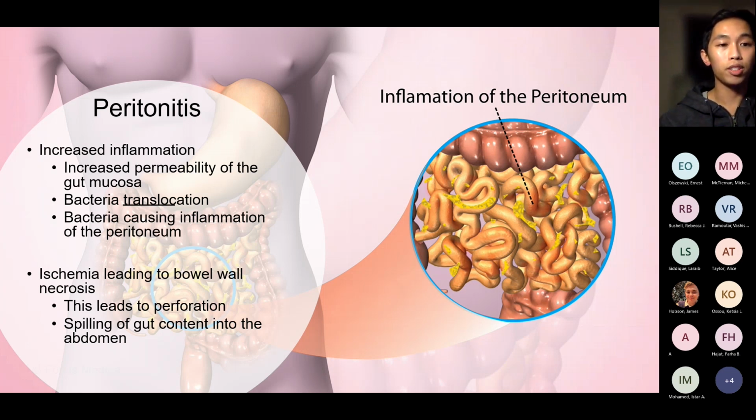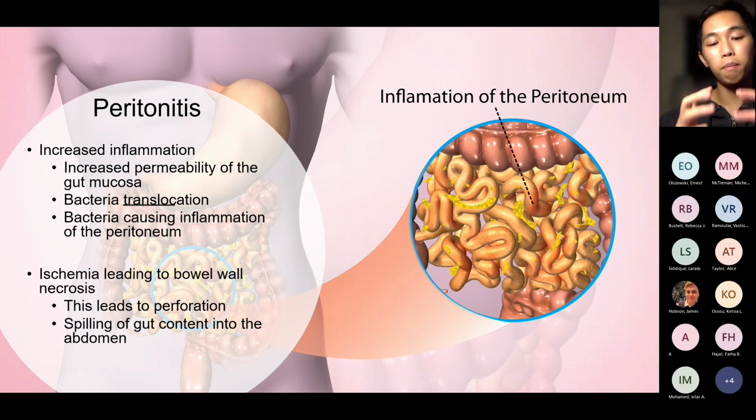Another pathology is that there's increased inflammation at the site of the obstruction. And when there's increased inflammation at the site of the obstruction, there's increased permeability of the gut mucosa. And this causes bacteria to move from the inside of the gut into the peritoneum, and that causes the inflammation of the peritoneum. And also the perforation as well.